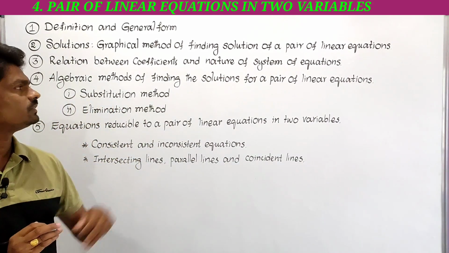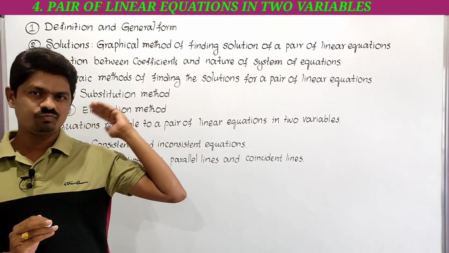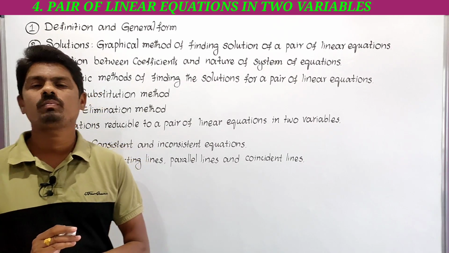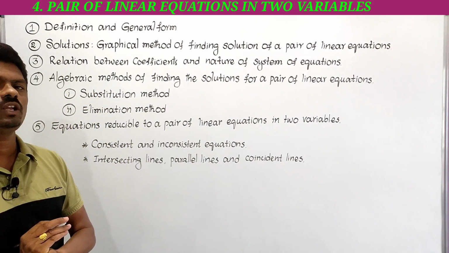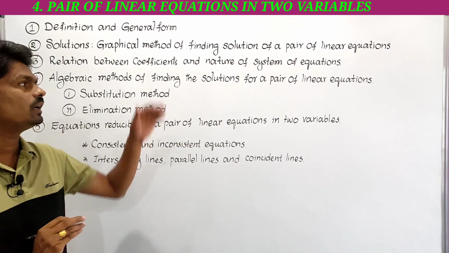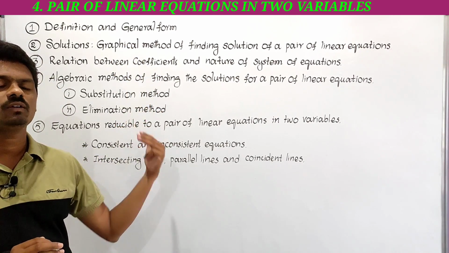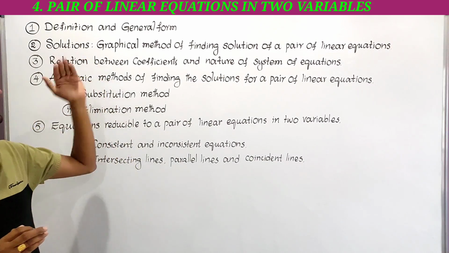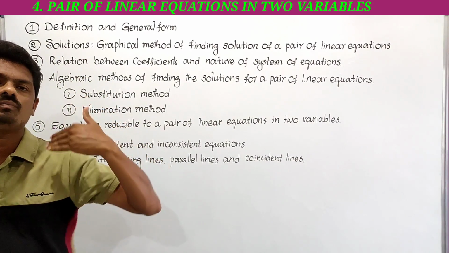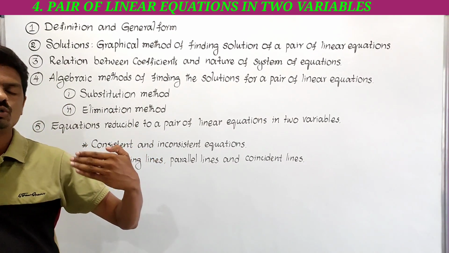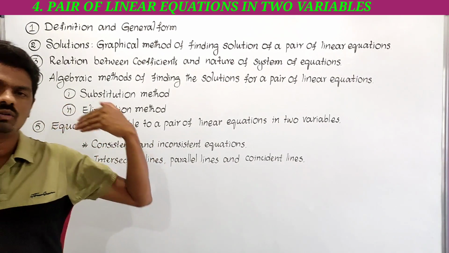In total, there are 3 exercises in this chapter, 4.1, 4.2 and 4.3. Those 3 exercises cover all these topics. Now we have to learn the definitions of these one by one. Then after that we have to solve the problems. First we have to learn the definition and the general form of a pair of linear equations in two variables. So see here how we can define it.